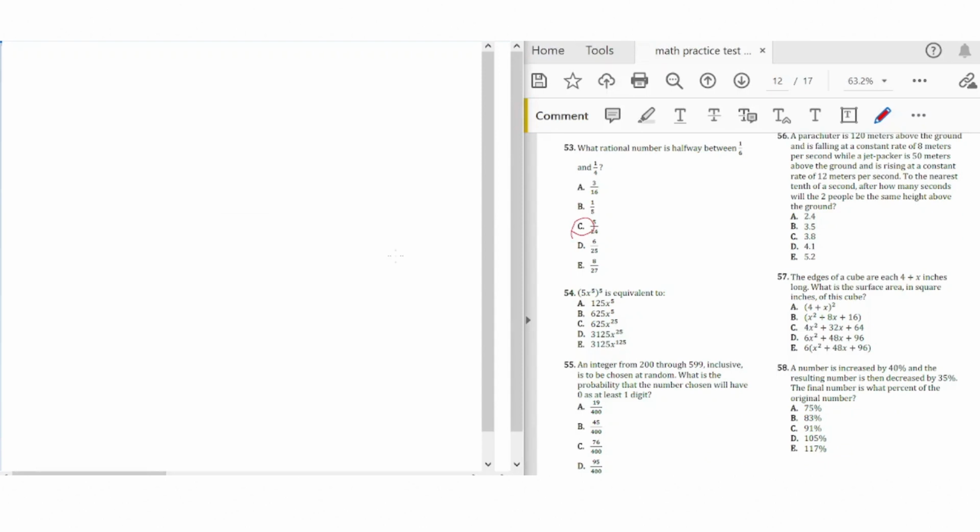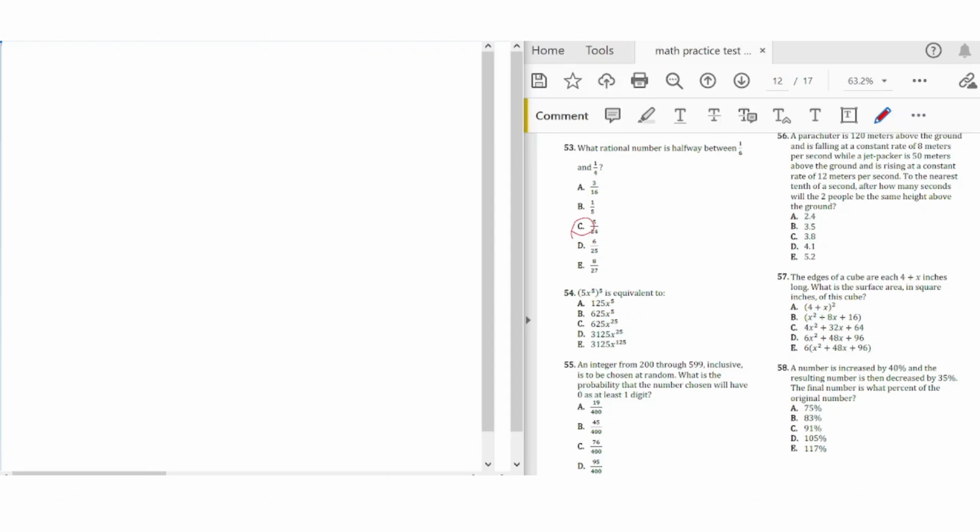Okay, moving on to 54. 5x to the fifth, in parentheses, whole thing to the fifth is equivalent to. Therefore we have to raise the 5 to the fifth and the x to the fifth to the fifth. So 5 to the fifth, we can type into our calculators if you don't know that off the top of your head. So we have 5 to the fifth is 3,125. Therefore, it's going to be either D or E.